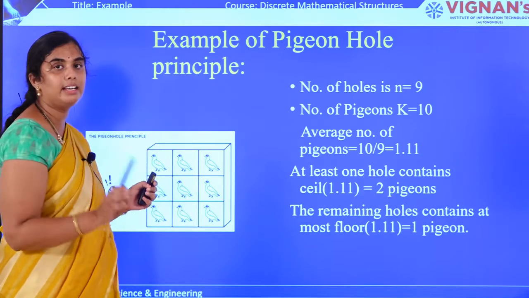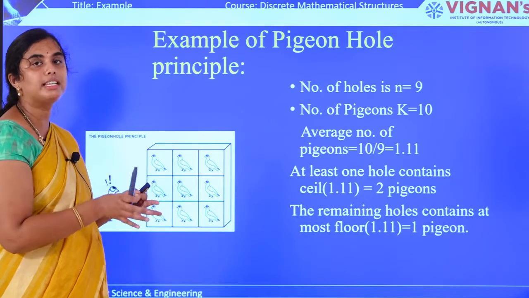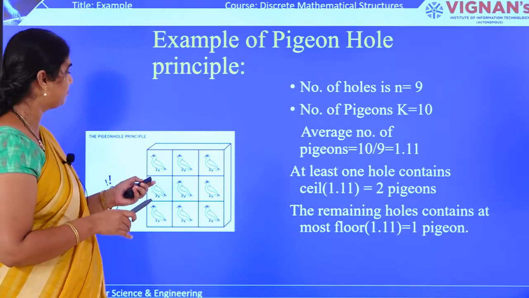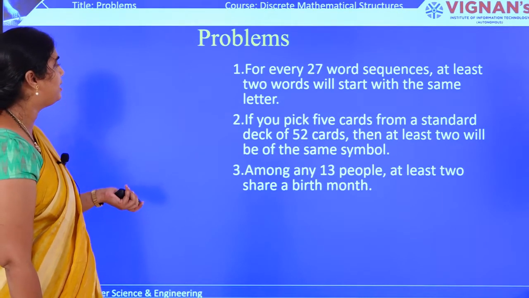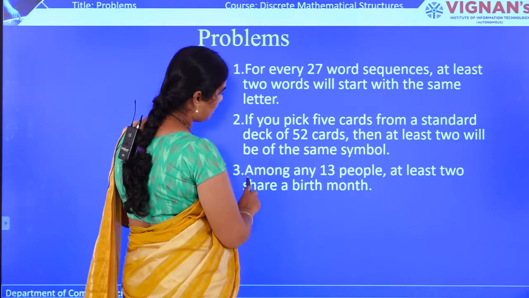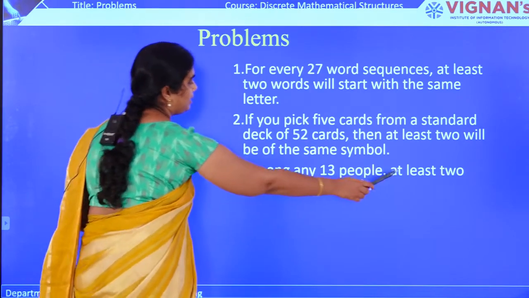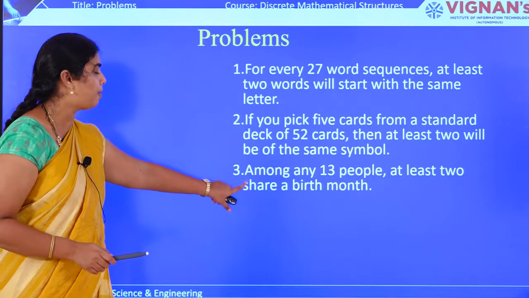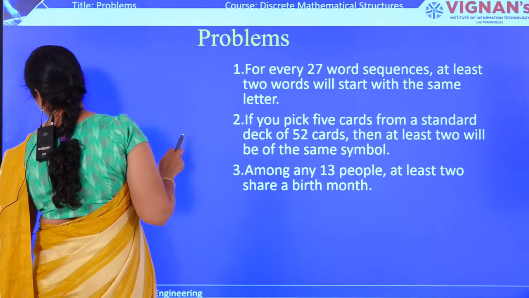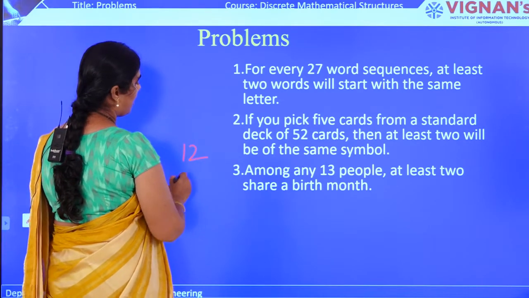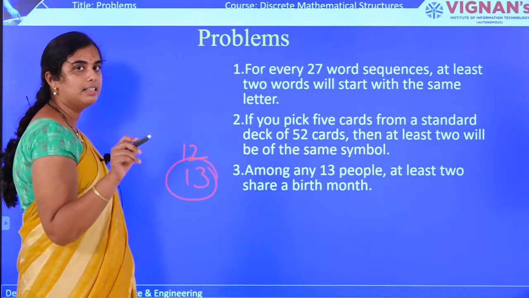It is mainly used to say how things can be arranged if a lesser number of boxes than things are given. These are the different types of problems where you can observe the pigeonhole principle. I will give you one example. Suppose there are 13 people and there are 12 months. Then at least 2 share a birth month. This problem is based on pigeonhole only, because in a year there are 12 months, and if I am given 13 persons, then at least two persons will share the same birth month.